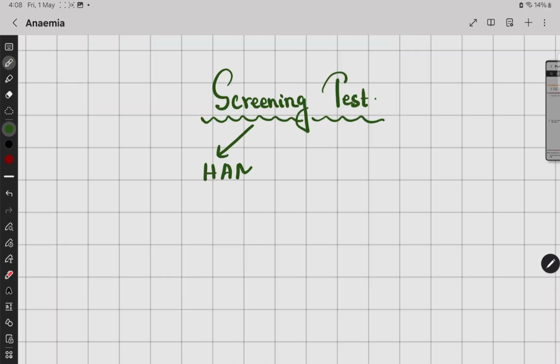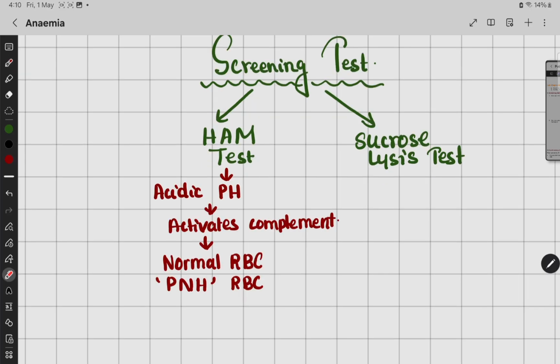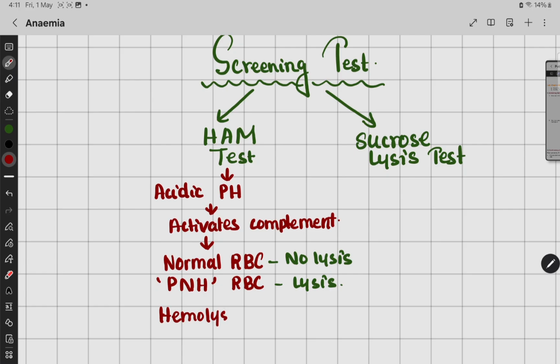Now, what are the screening tests? There can be two types of tests. One is HAM test and the other is sucrose lysis test. In HAM test, we provide an acidic pH. We acidify the medium. Okay, an acidified medium will be activating the complement. Now, if it is a normal RBC, then it will have the complement inhibiting proteins, so there will be no lysis. But if the person is suffering from PNH, then the RBC will not have the complement inhibiting proteins and it will be destroyed. So hemolysis will be observed.